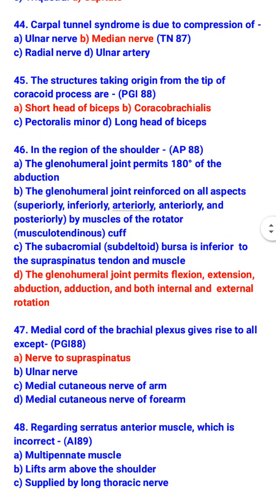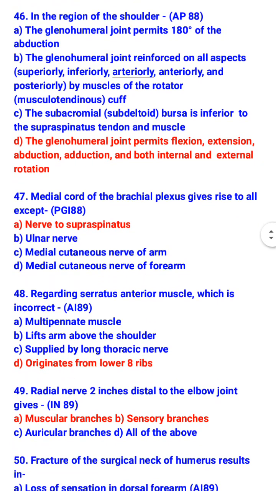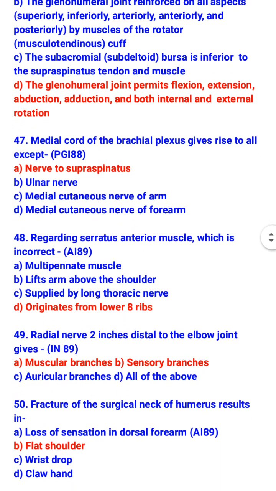In the region of the shoulder, the glenohumeral joint permits flexion, extension, abduction, adduction and both internal and external rotation. Medial cord of the brachial plexus gives rise to all except. So it gives rise to ulnar nerve, medial cutaneous nerve of arm and medial cutaneous nerve of forearm, but it does not give rise to nerve to supraspinatus.